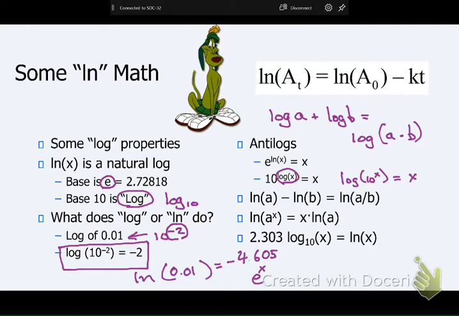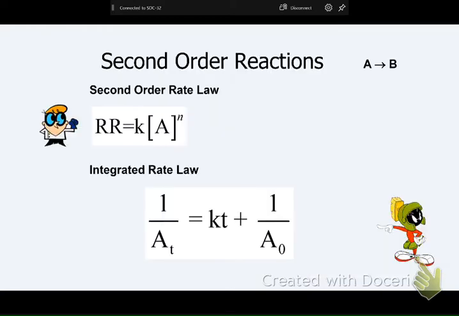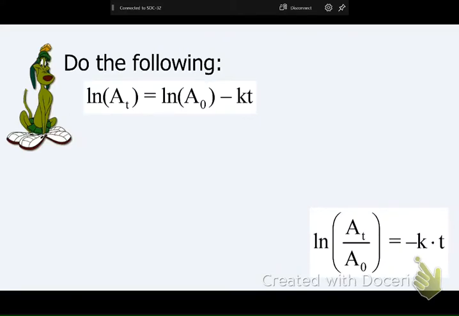So what we're going to do is use some of those log properties to get to some other equations you're going to need to be able to use on exams. So we're going to convert this equation form over here into that equation. All right, so here we go.